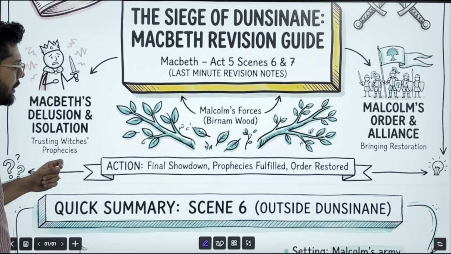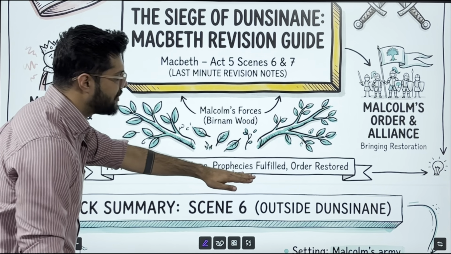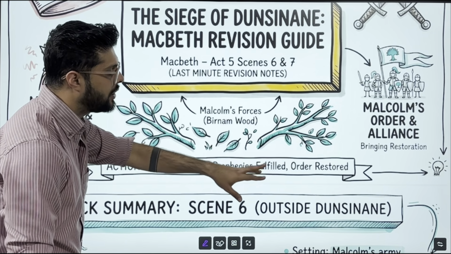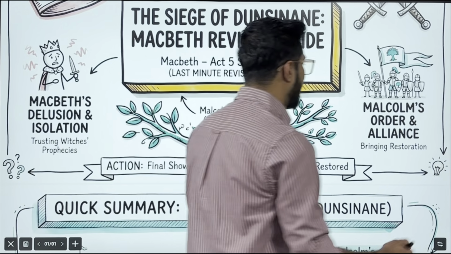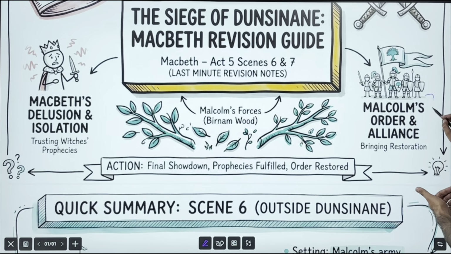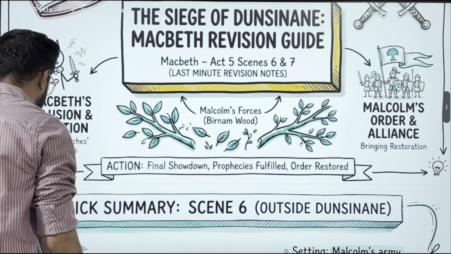Okay? So these two scenes combined are basically a final showdown where the prophecy of Birnam Wood is fulfilled and order is about to be restored. It is on the way to being restored. Malcolm's order and alliances bringing restoration is at hand, is approaching, is near.